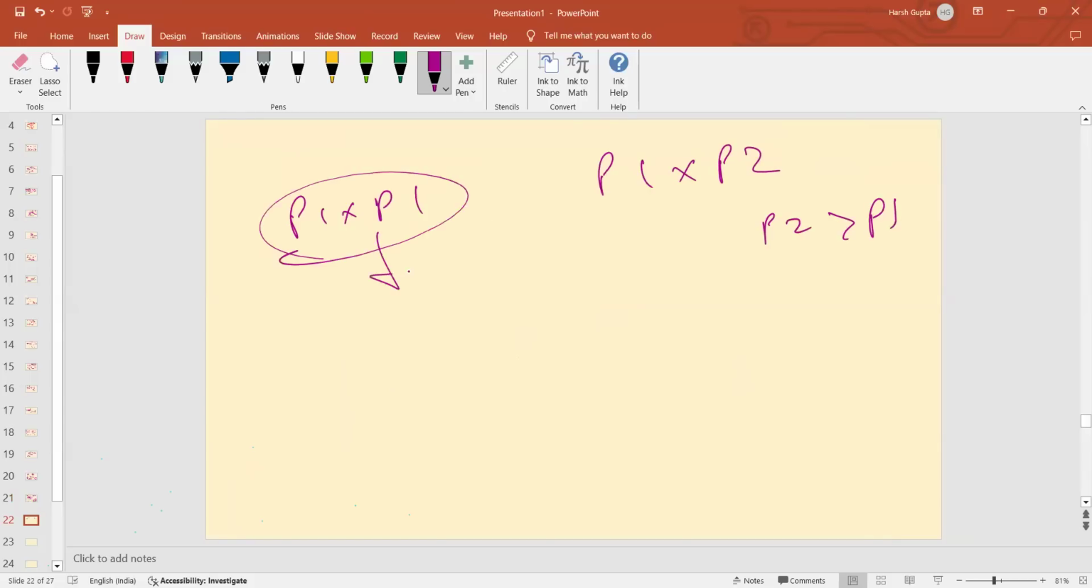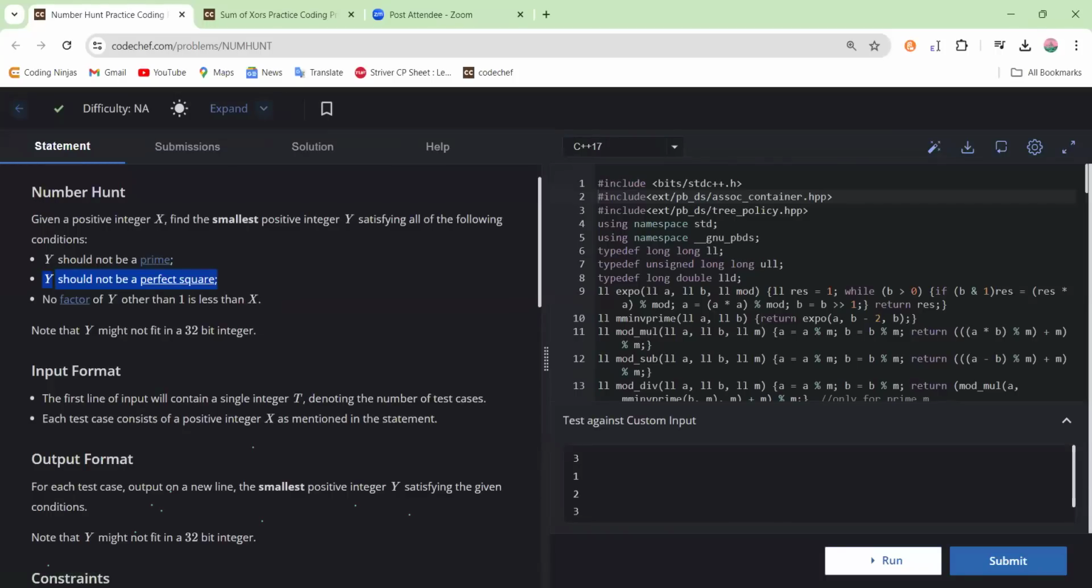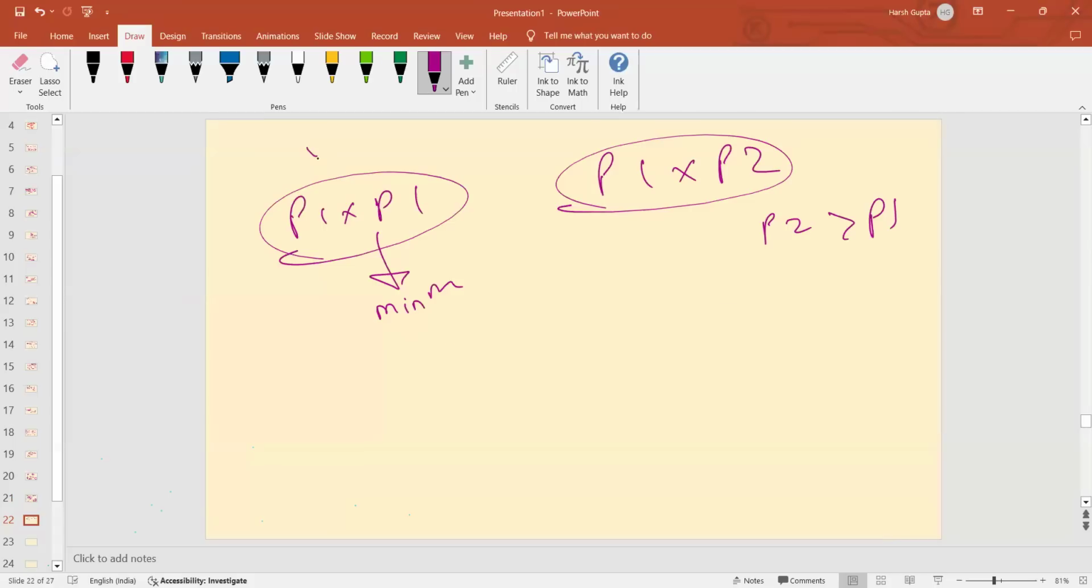And why not this? This will result in a more minimum y, no? Then why am I doing it this way? This is because of one condition, that y should not be a perfect square. If I do p1 multiplied by p1, then the resulting y will be a perfect square of p1, isn't it? So that's the reason I just need to look for two distinct prime factors greater than or equal to x, and simply multiply them and get the result. So it's a simple brute forcing technique. Just go from x, look for two prime factors, multiply them and get the result.